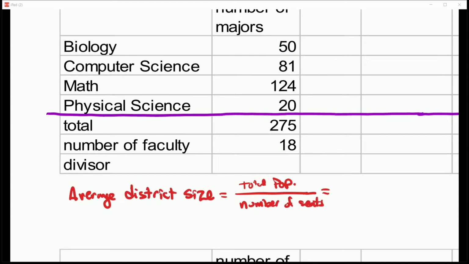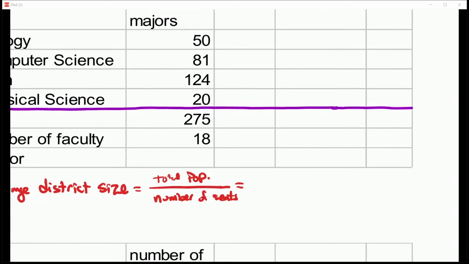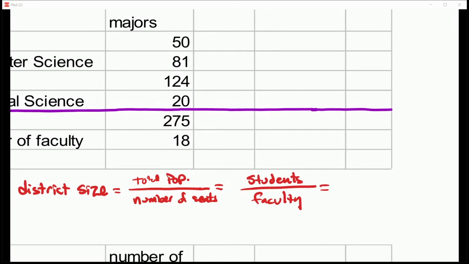And this, once again, is in the language of the House of Representatives. It doesn't really make sense in terms of faculty, but in terms of this problem, it's going to be the students. So this is students over faculty. So this is going to be 275 divided by 18. So think of this as being the average number of students per faculty member. It's a similar situation. You can think of it as the House of Representatives, each of our representatives has to deal with a certain number of people in the population.